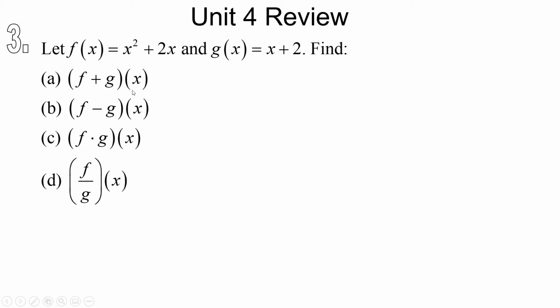f plus g of x. Let's add the two functions together. So I'm going to take the function f of x, which is x squared plus 2x, and I'm going to add to that g of x, which is nothing more than x plus 2. And now we simply combine like terms to simplify. So I have 1x squared plus 3x plus 2. And that is f plus g of x.